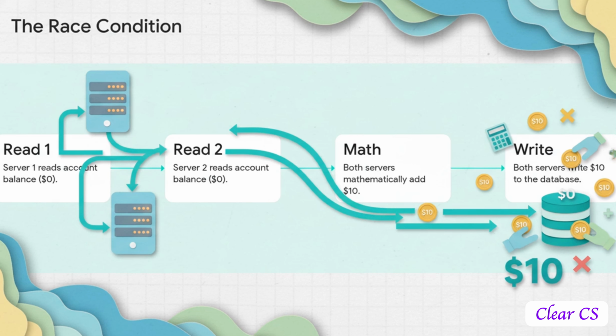Let's step through the exact timeline of a failure known as a race condition. Step 1. Server 1 reads your account balance. It sees $0. Step 2. Because they're operating concurrently, Server 2 also reads the balance before Server 1 has finished doing its thing. It also sees $0. Step 3. Both servers independently do the math. 0 plus 10 equals 10. Step 4. Both servers write their result back to the database. The final balance, $10. Not the 20 you actually deposited. Because of those overlapping reads and writes, $10 just literally vanished into thin air.